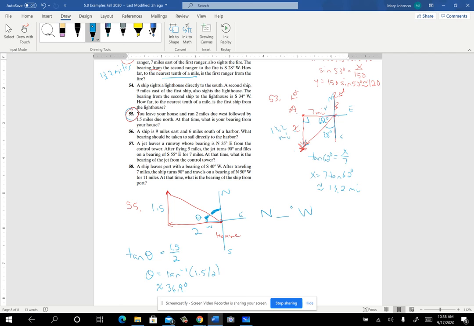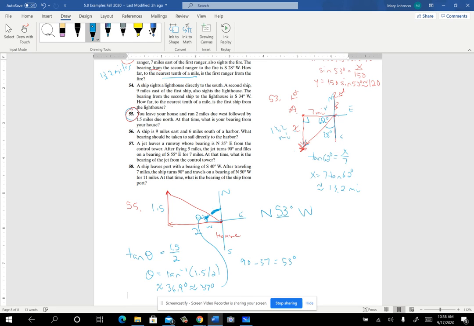And let's see, does it say anything about what to round everything to? Let's go ahead and just round that to the nearest whole angle. So that'd be 37 degrees. So this is 37 degrees in here, right? So then I just need to do 90 minus the 37. That gives me 53 degrees.